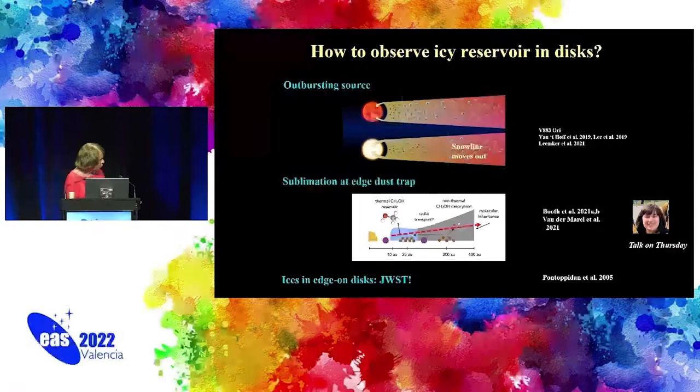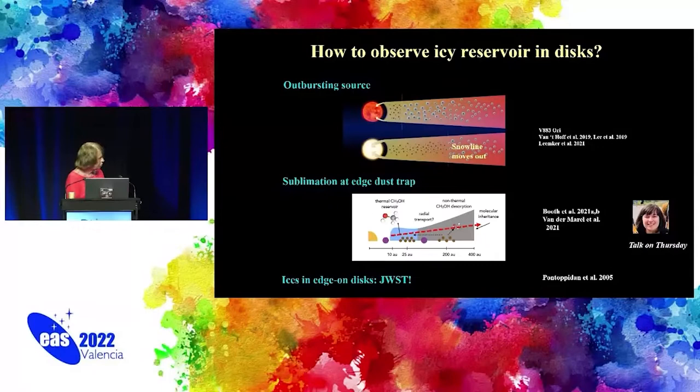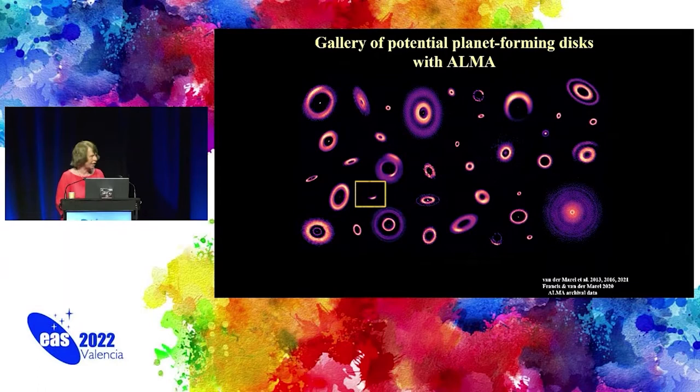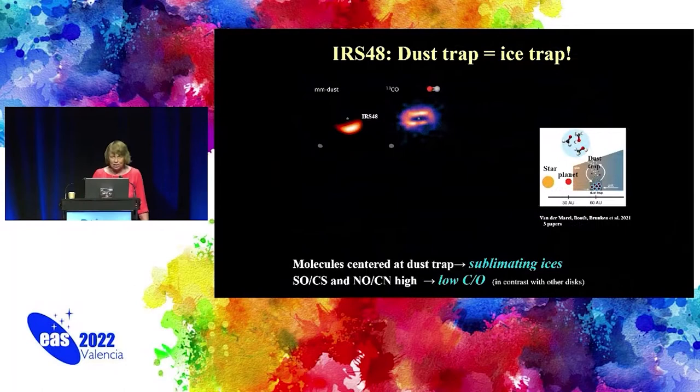And then the third option is to observe these ices in absorption in edge-on disks, where we can look along the line of sight towards the continuum. And this is really one of the goals of several JWST programs. So let's go back to our gallery, and let's look at one of our favorite objects here, IRAS-48, one of the first disks that was detected and proven to be a dust trap, a very asymmetric one that you see over here in the millimeter continuum. But with a normal gas disk, with, of course, a cavity in it that you see around it. It's inclined by about 50 degrees.